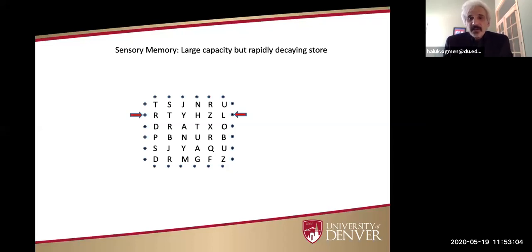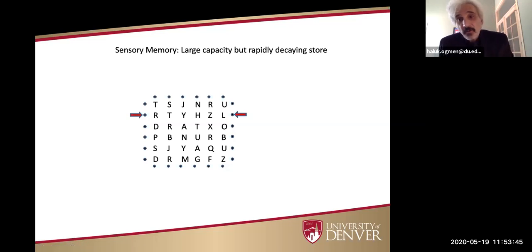To study memory experimentally, one can use a letter array, place randomly selected letters in an array, and use a cue to ask an observer to report a subset of the letters in the array. Here, the cue indicates one of the rows in the array, and the task of the observer would be to report the letters in that row. In this case, it will be RTYHZL. And of course, if the array is visible, I don't need any memory. I can just read out the contents of that row from the stimulus.